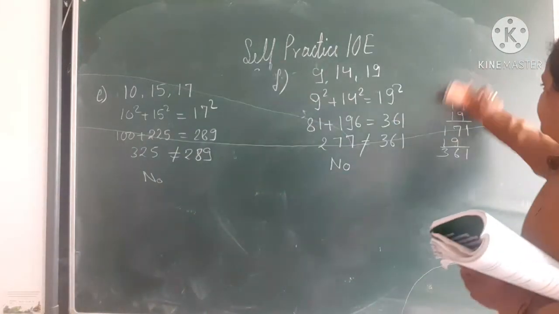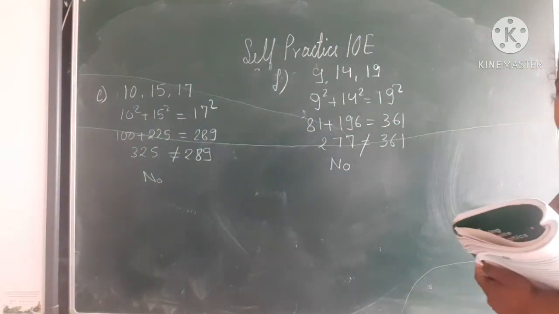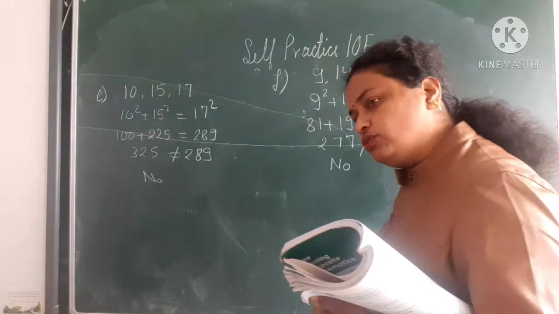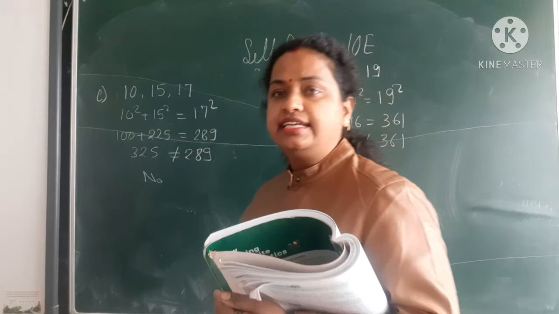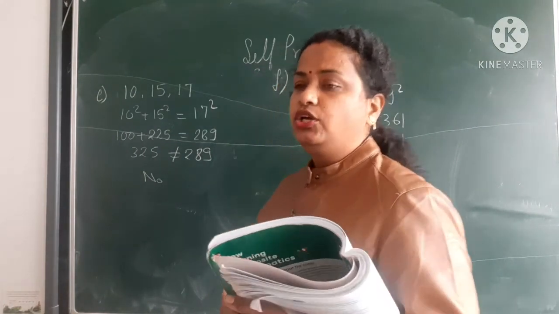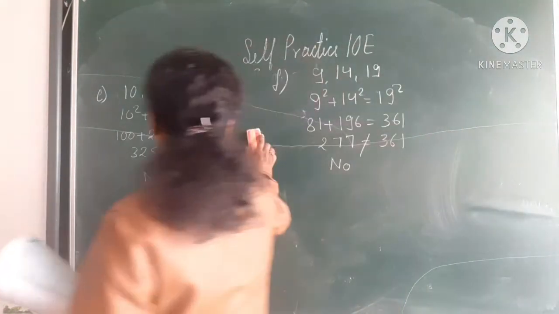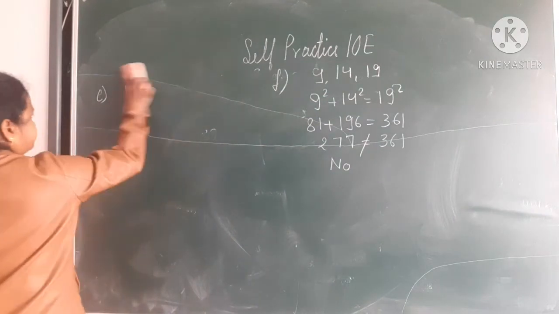They are not equal to each other, that will also be no. Only when they are equal to each other can you say it is yes, otherwise it will be no. Now see the G part of it.